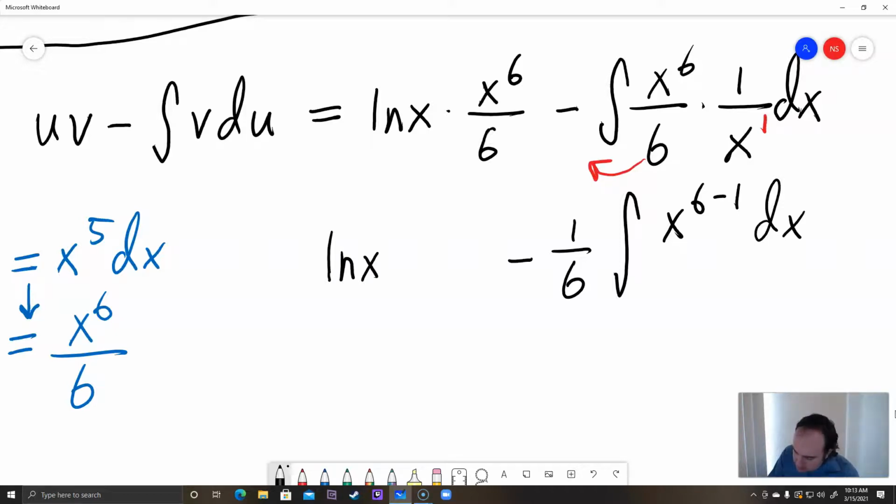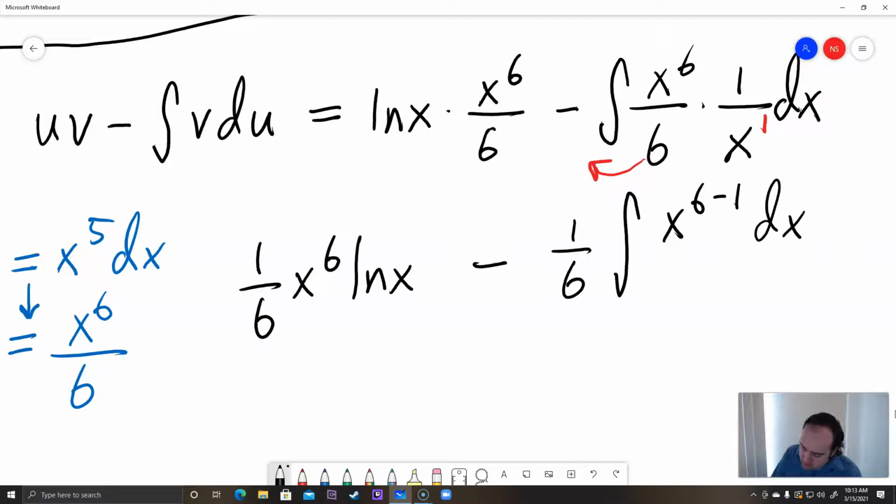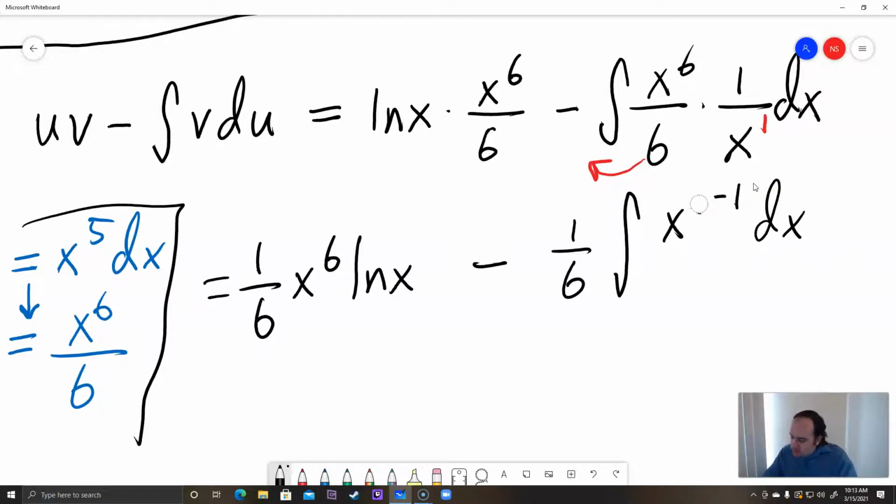And then back here, I think the standard way of writing it would be x to the 6 over 6 times ln of x. Or maybe they would write it as 1/6, they would probably write it as 1/6 x to the 6th times ln of x over here. And then, of course, 6 minus 1 is just 5. So here, we're just really going to be integrating x to the 5th dx.